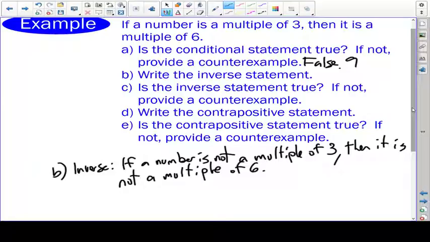No, because we want a number that's not a multiple of 3. 3 is a multiple of 3. I want a number that's not a multiple of 3, but is a multiple of 6. Is there such a number? No, there's no such number. Okay? This is a true statement. If it's not a multiple of 3, then it's not going to be a multiple of 6. That's actually a true statement.